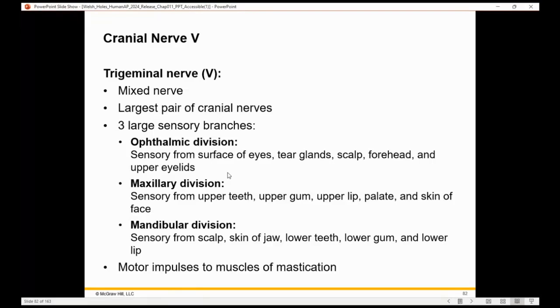The ophthalmic division. This is sensory from the surface of eyes, tear glands, the scalp, forehead, and the upper eyelids. The maxillary division. This is sensory from the upper teeth, upper gum, upper lip, the palate, and skin of the face. And then the mandibular division. This is sensory from the scalp, skin of the jaw, lower teeth, lower gum, and lower lip. Motor impulses go to the muscles of mastication.